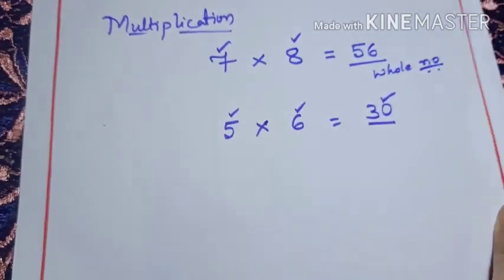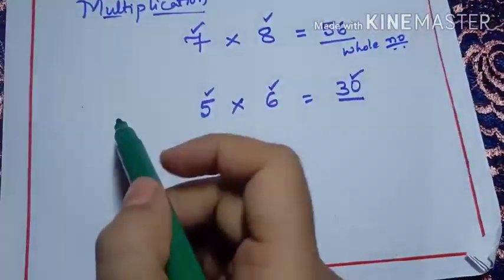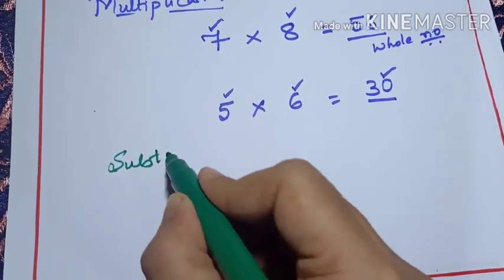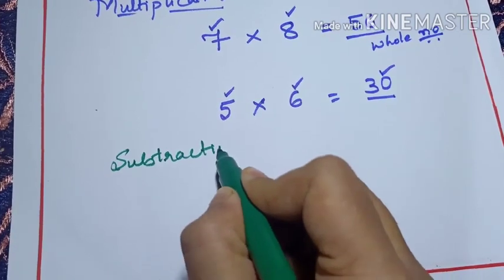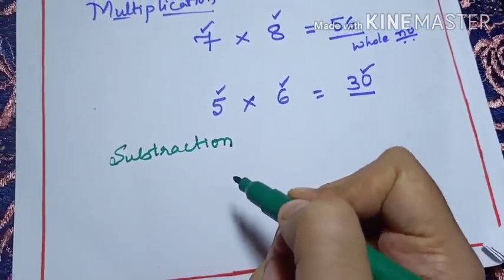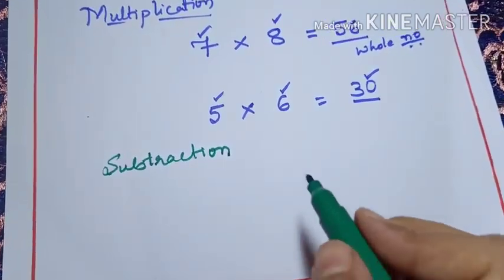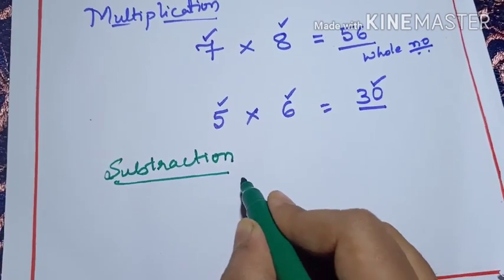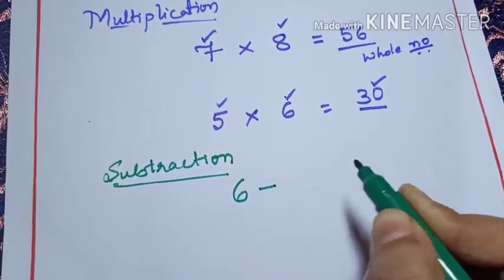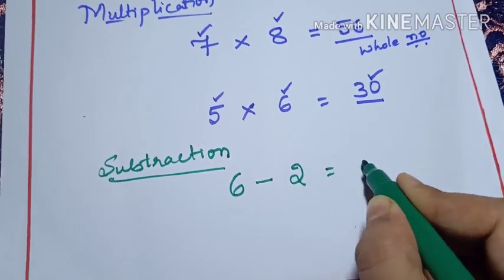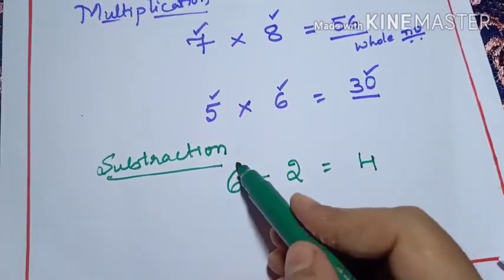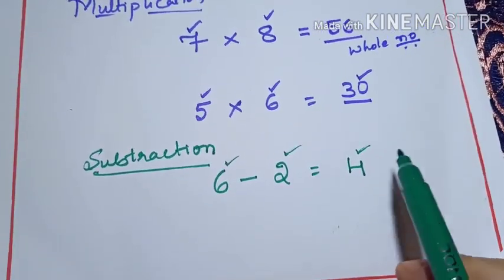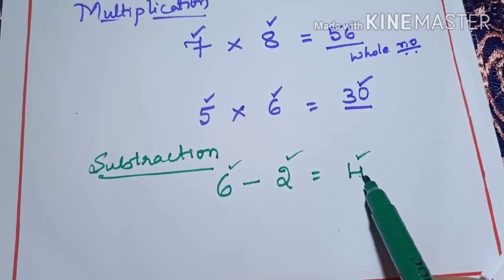When you are doing subtraction of any two whole numbers, let me take an example. The first whole number is 6. When you subtract another whole number, 2, you get the answer 4. So 6 is a whole number, 2 is a whole number, 4 is also a whole number. In this case, it satisfies the closure property.